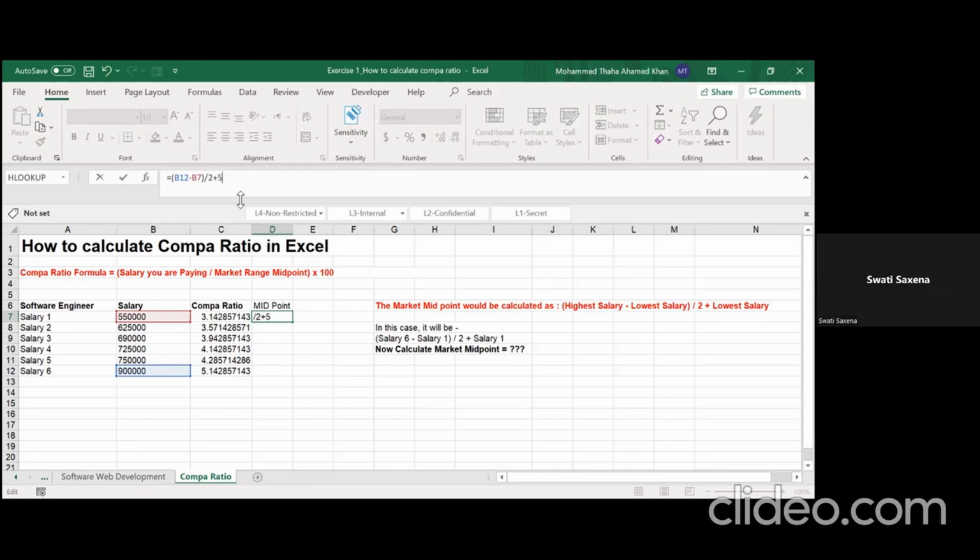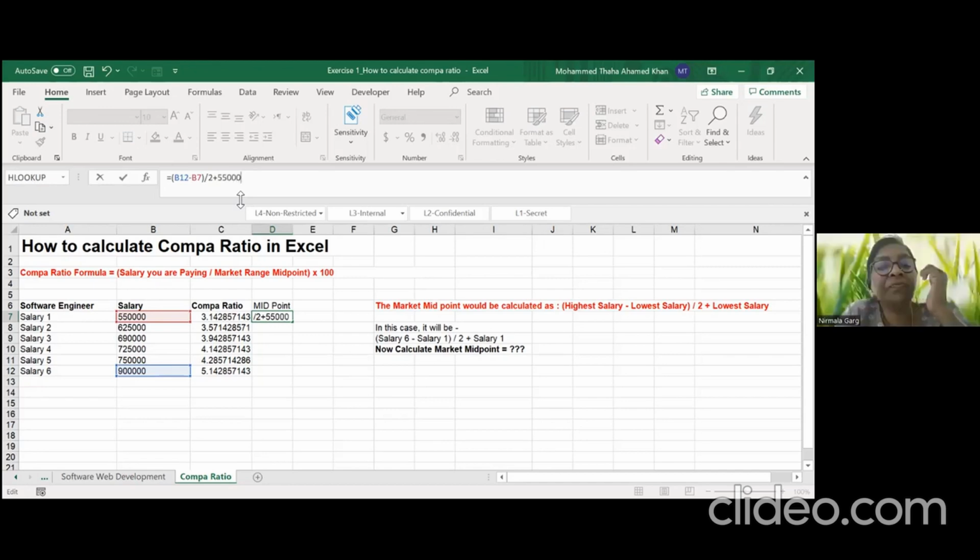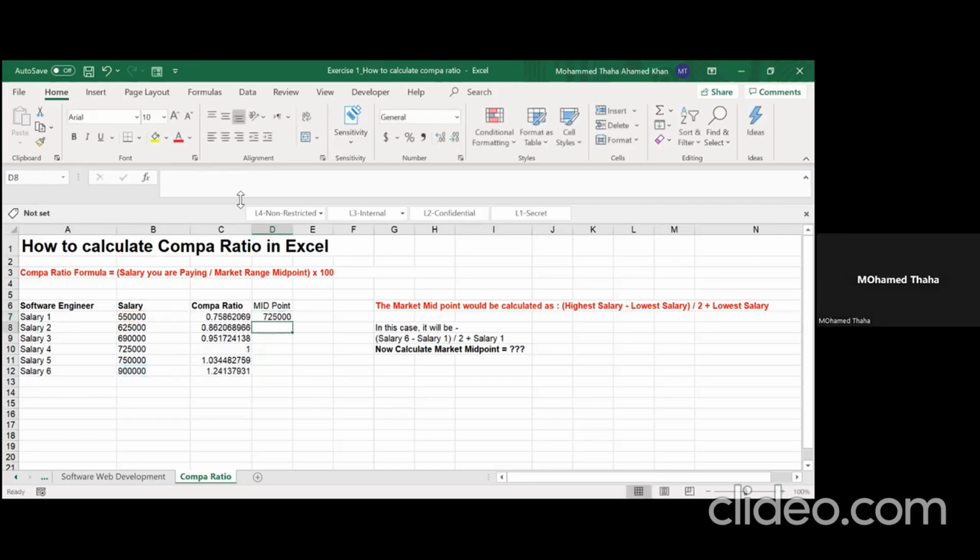90,000 minus 55,000, highest salary minus lowest salary, divided by 2, plus the lowest salary. Yeah, but you put 55,000. Sorry, I put one more zero. I put 55,000. Yes, now it's fine. Lowest salary divided by 2 plus.